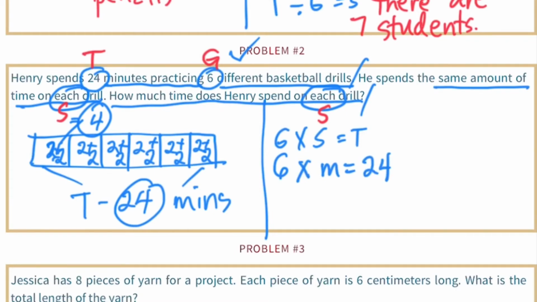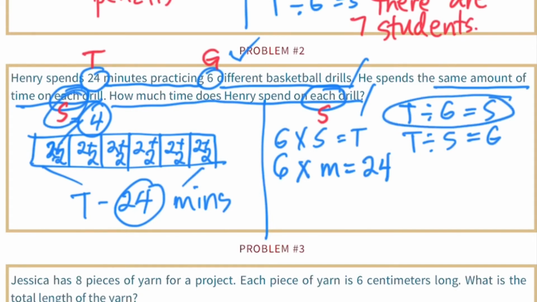Now, boys and girls, we know that this is again a division sentence. Let's see what equation will help us. T divided by G equals S, or T divided by S equals G. Which one is the unknown again? The size. So this is the equation that we are going to follow.